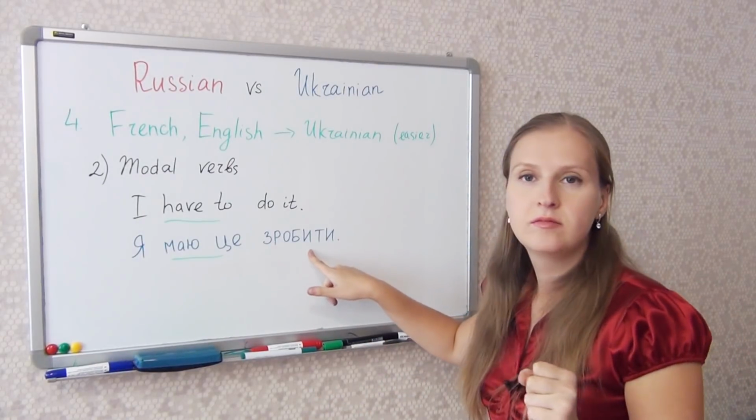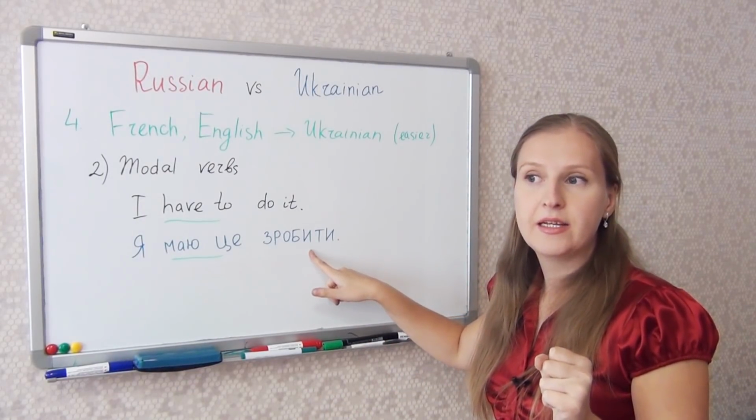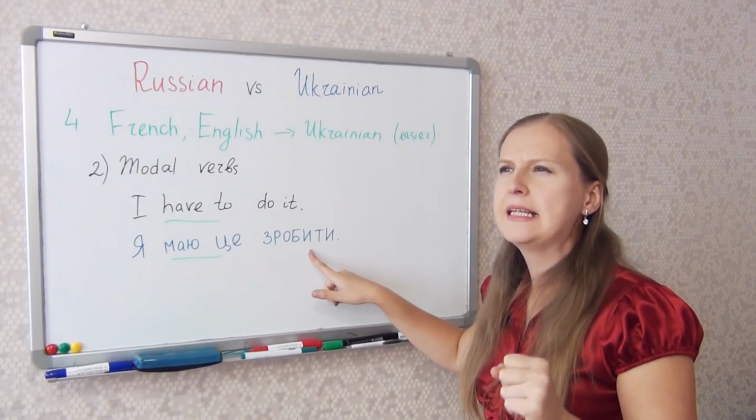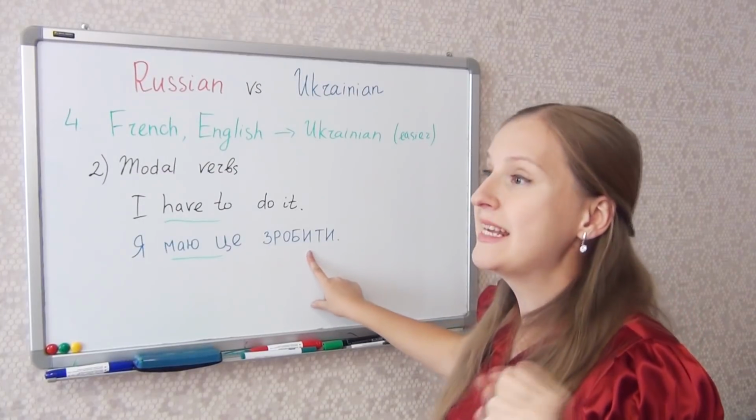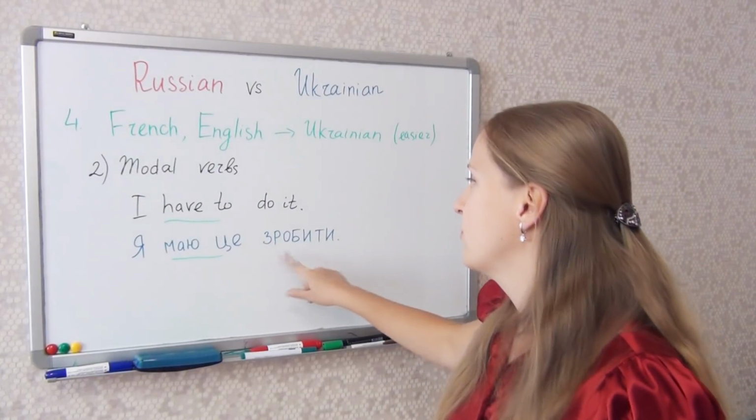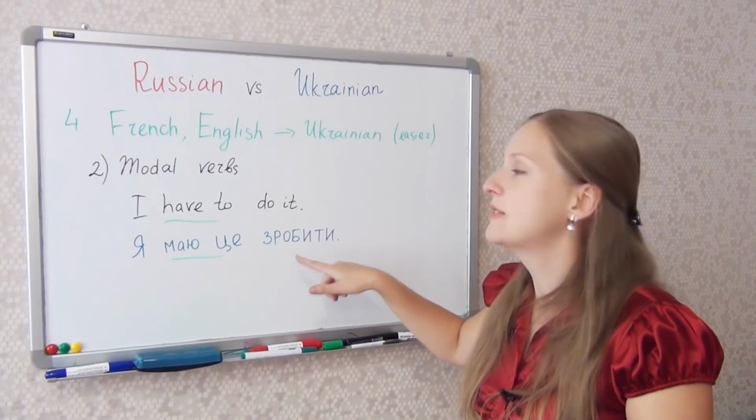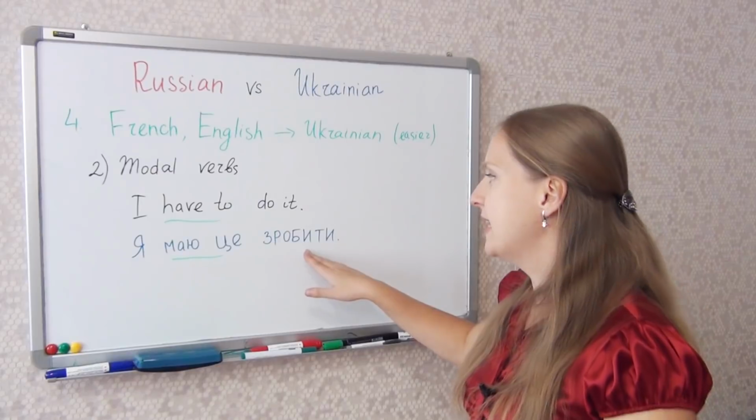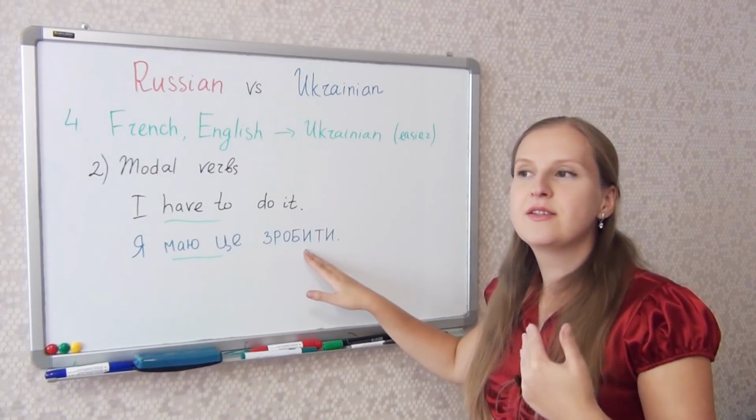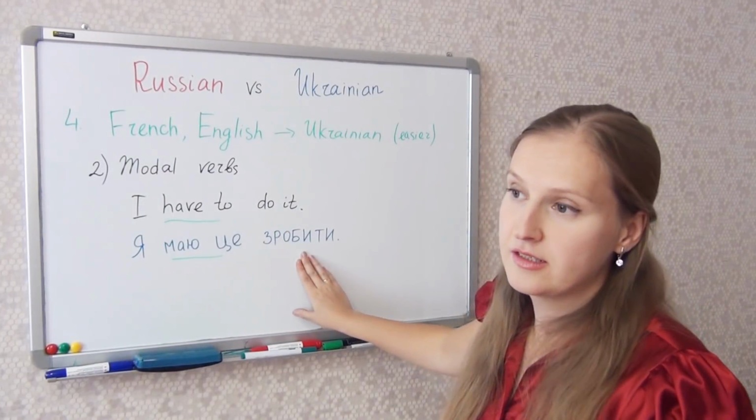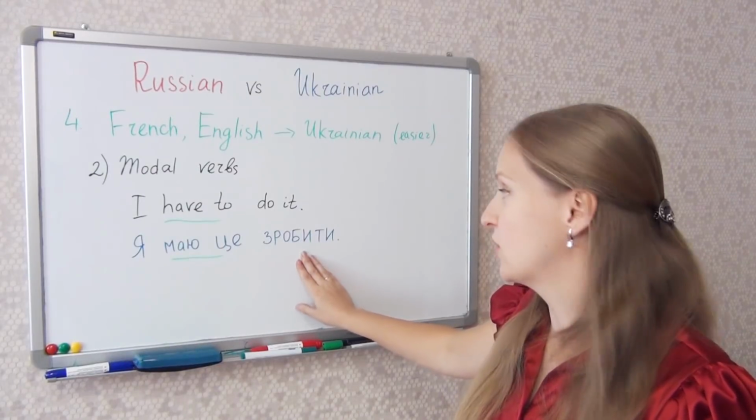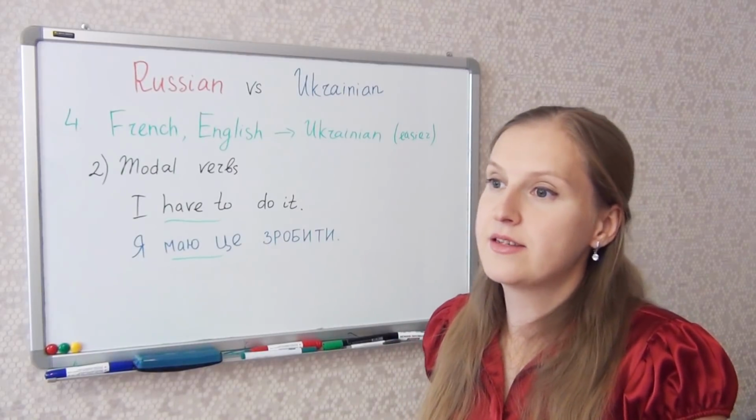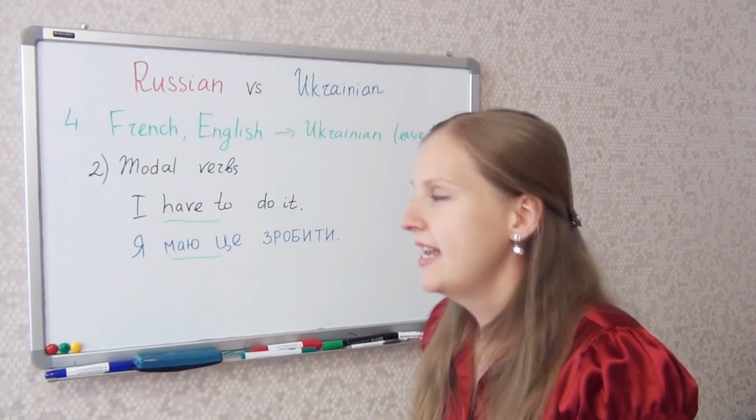By the way, е is pronounced differently in Ukrainian. In Russian, it is very commonly soft. It makes the previous consonant soft. So in Russian, we would read this word as зробити. But in Ukrainian, е demands using a hard consonant before it. So we say зробити. That's another difference as to the sounds.